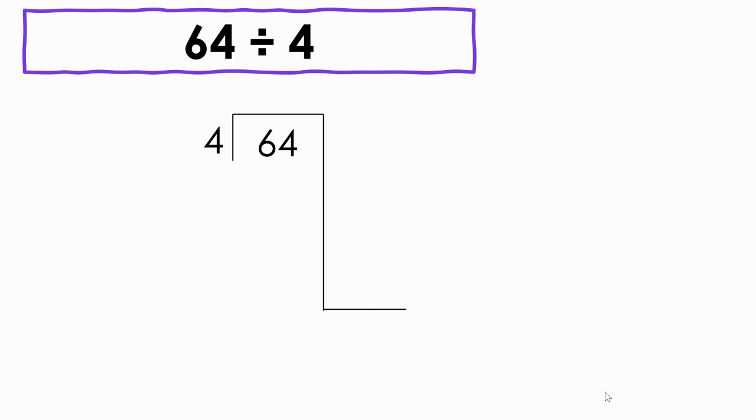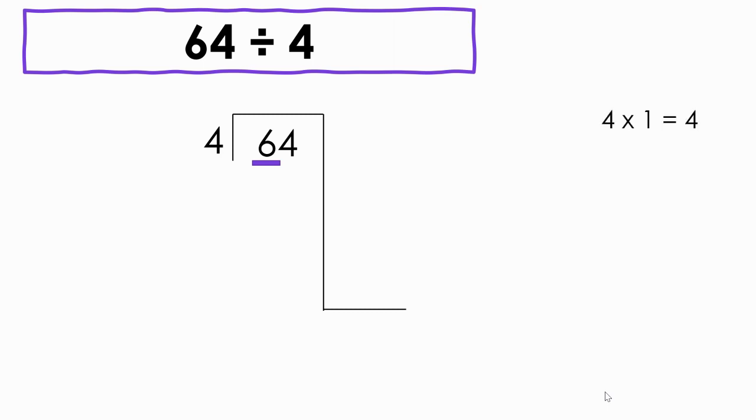Now the first thing we're going to do is look at the greatest place value. So in the number 64, the 6 in the tens place is our greatest place value. So we're thinking, how many groups of 4 can we fit into 6 tens? What we're going to do is list our multiples of 4 off to the side and see what gets us closest to 6 without going over.